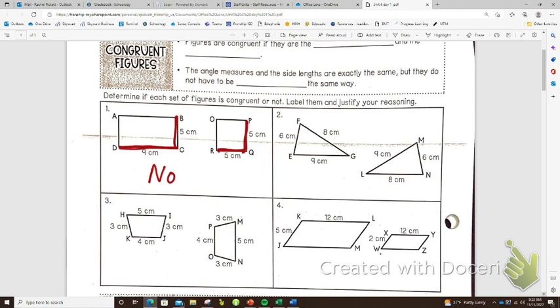When we look at the next, number 2, we have two triangles, and their side lengths are 9, 8, and 6. Then the next one, we have a 9, 8, and 6. It is facing a different direction, but they still have the exact same side lengths, so yes, they are congruent.